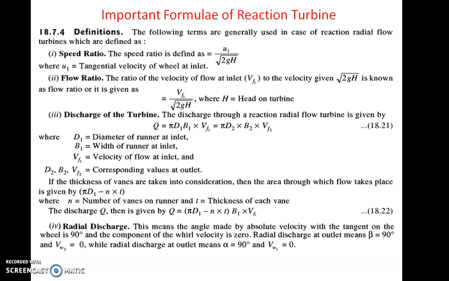If you take alpha equal to 90 degree, then Vf1 and V1 will coincide with each other. That's why VW1 will be 0.